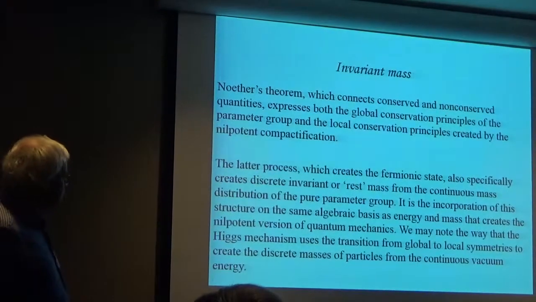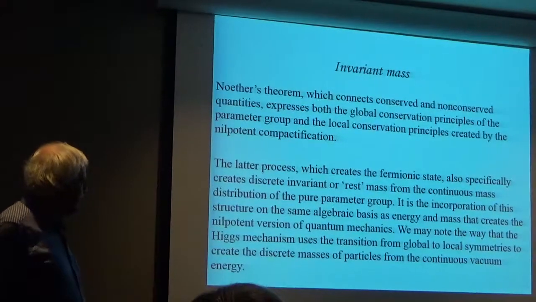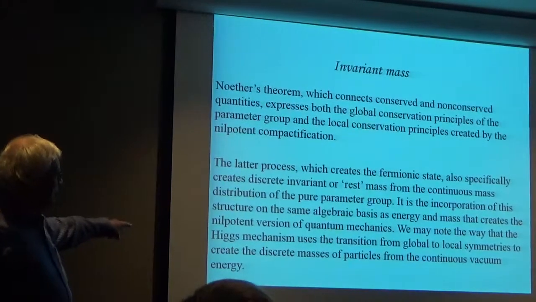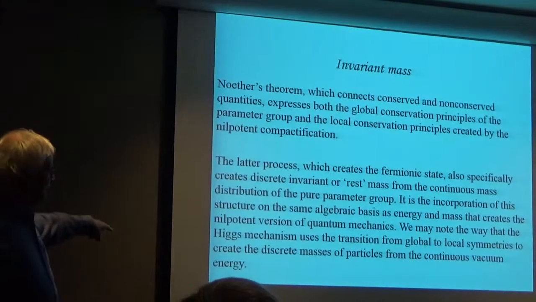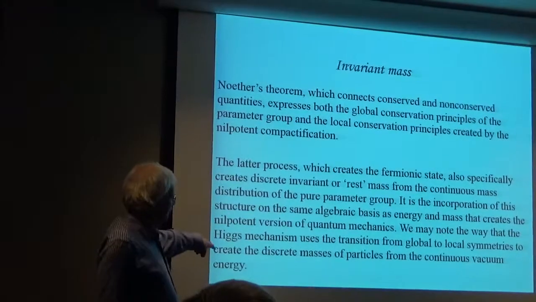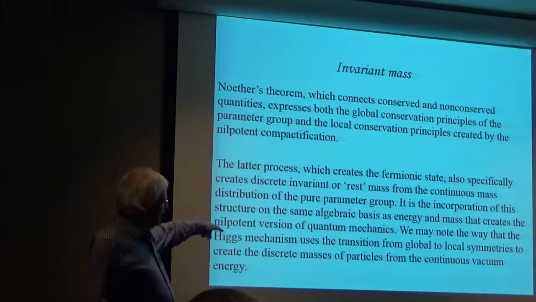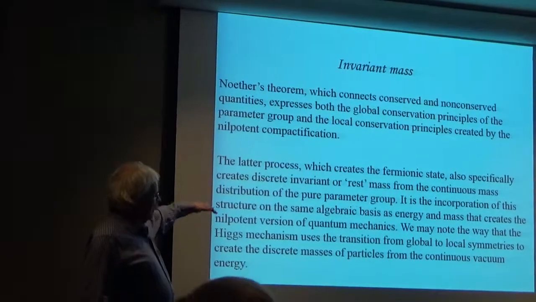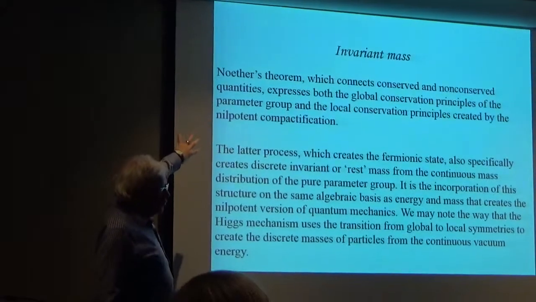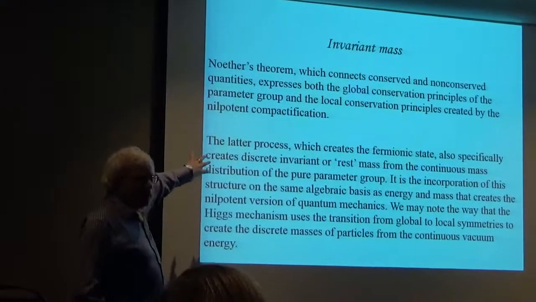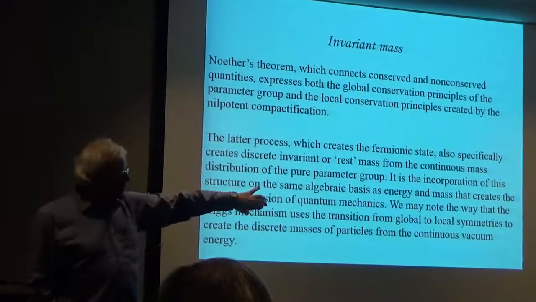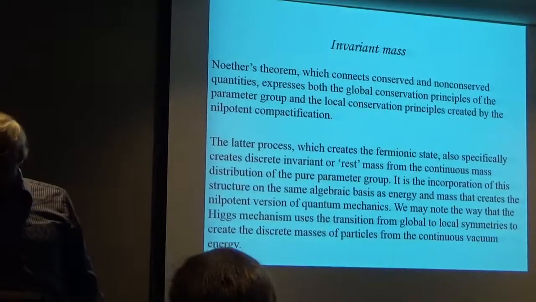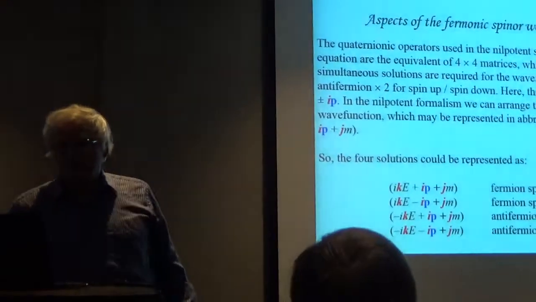I'm saying the Higgs mechanism, interesting, uses a transition from global to local symmetries to create discrete masses. Here we've got a translation from the group symmetry, which is global, to the local symmetry of the nilpotent structure, the particle structure. Okay.